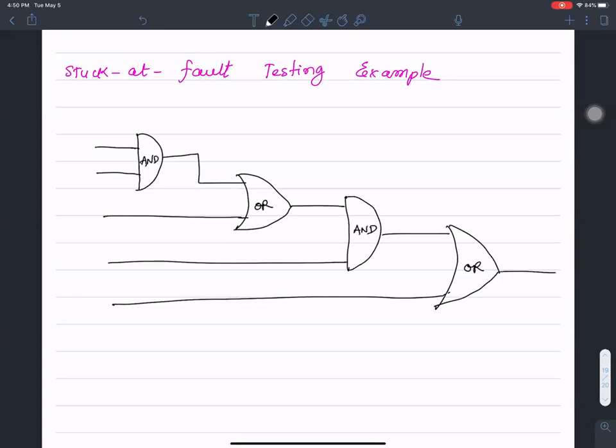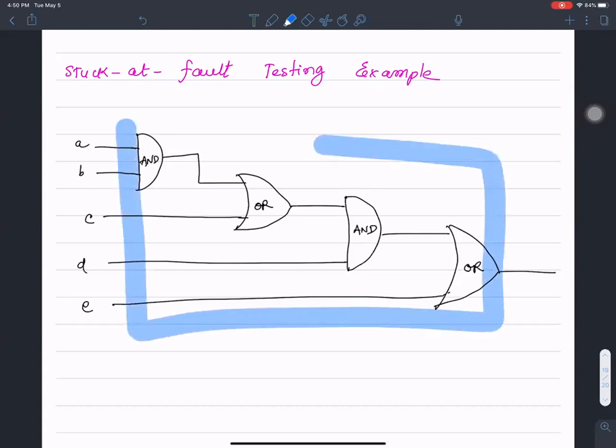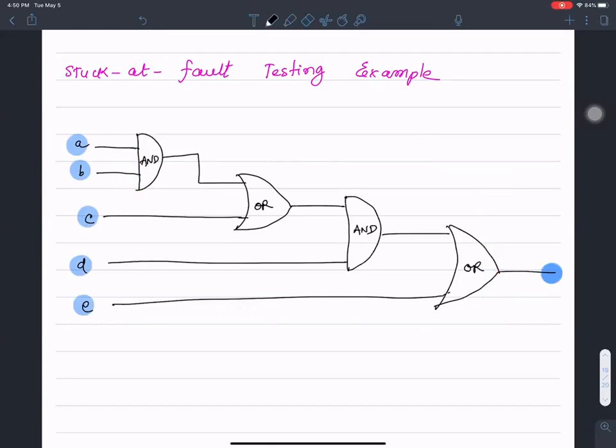Okay, let's name them and illustrate how to do the stuck at fault modeling. I'm going to call the inputs A, B, C, D, E. If you think of this as a black box, the inputs A, B, C, D, E are available outside, and the output is available outside. This guy, call it F, that's the external output. The other nodes, M, N, and P, are internal nodes.